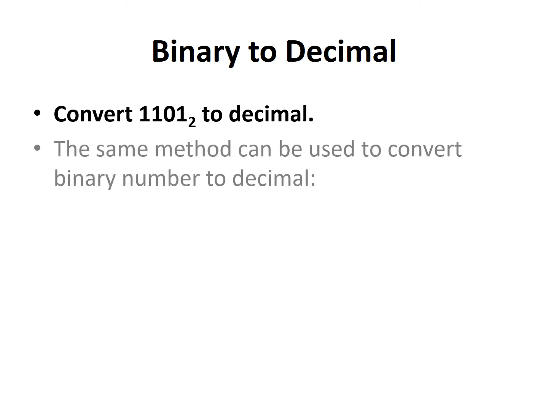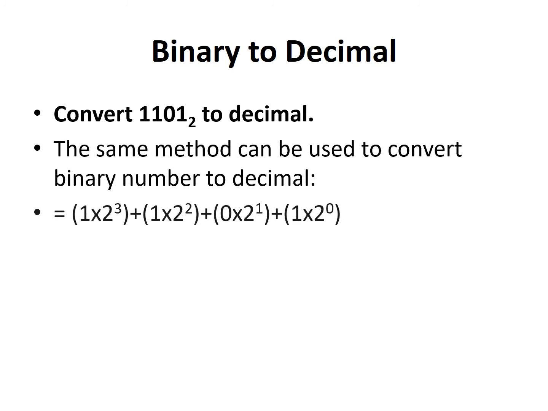Okay, so how will you write for this one? Take the last digit 1. Okay, 1 into 2 power 0. Then the previous digit is 0, so 0 into 2 power 1. Then 1 into 2 power 2. Then 1 into 2 power 3.